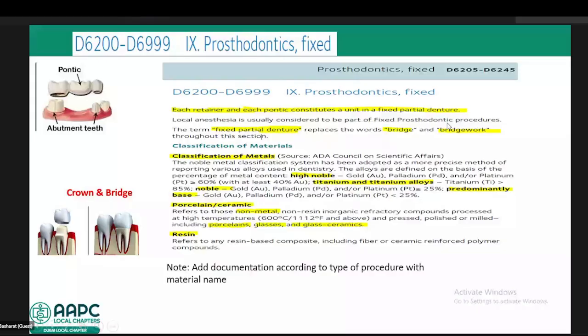The term fixed partial denture replaces the word bridge, so now it is fixed partial denture for bridge and bridgework. Then classification of material: whatever material you use in that bridge, there is a code according to the material, so you need to be careful. Is it porcelain, metal, or what kind of material is used? The doctor needs to document the material used, and according to that you can assign the code.